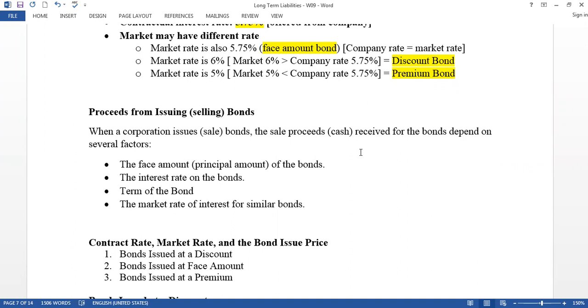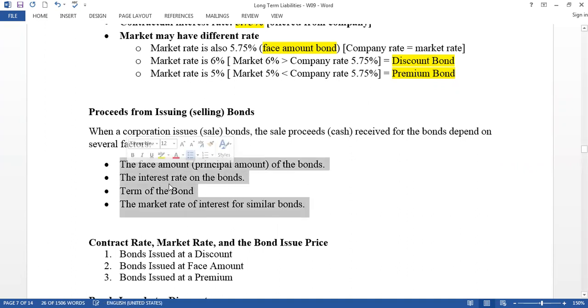We don't know the market, right? So we go to the market. Now we are going to receive money today. How much money we are going to receive today depends on these factors. Do you understand my point?